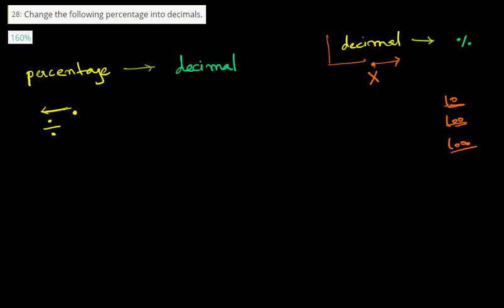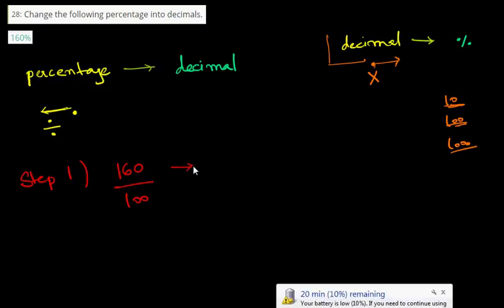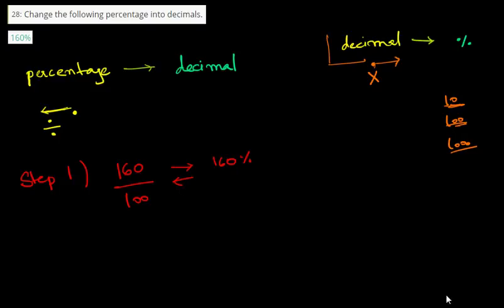So let's see how we can solve this specific question. So the first step is to write down the percentage as a fraction. So 160 is exactly the same as 160%. So we can write it down in any way we want. It doesn't really make any difference at all. And this is our first step. We just need to write down this percentage as a fraction.